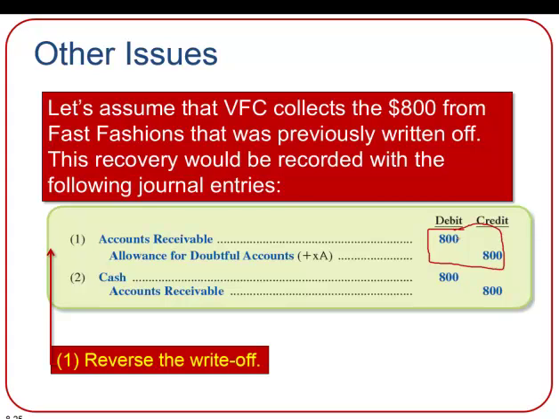So we're going to put it back in accounts receivable, and then we're going to credit the allowance for doubtful accounts. We can actually collect the money and record the entry for the receipt of cash. So then we will debit cash and reduce accounts receivable with the credit. So that's how we reinstate and then collect on an account that has previously been written off.